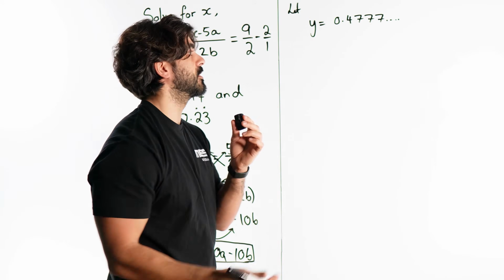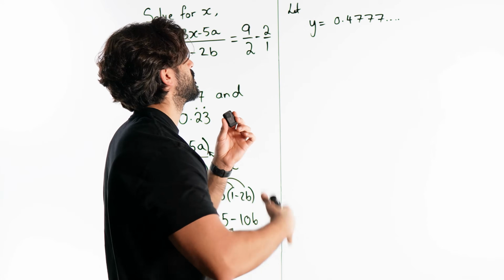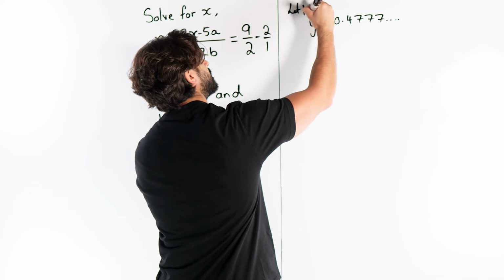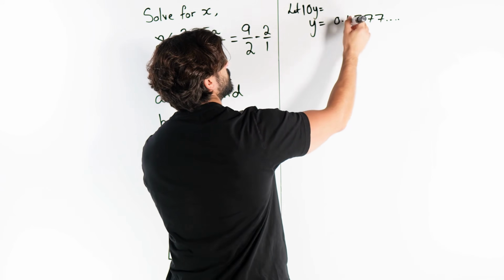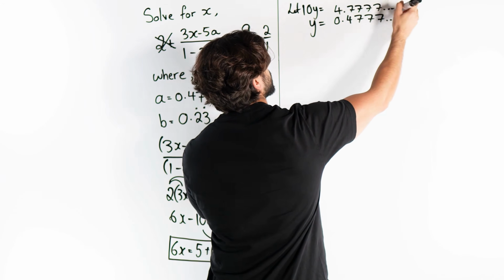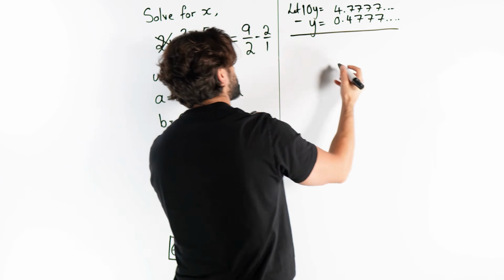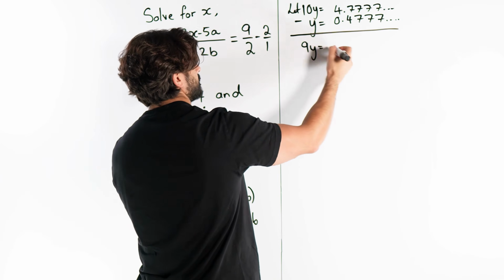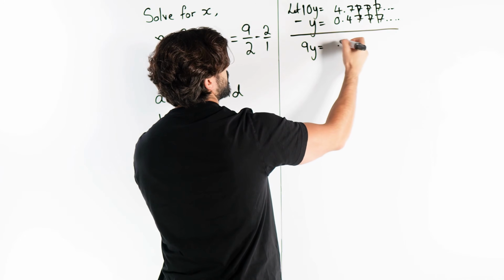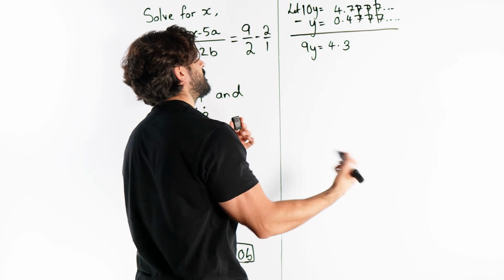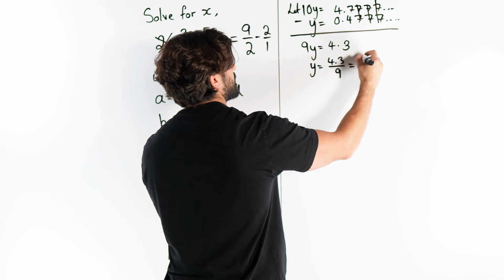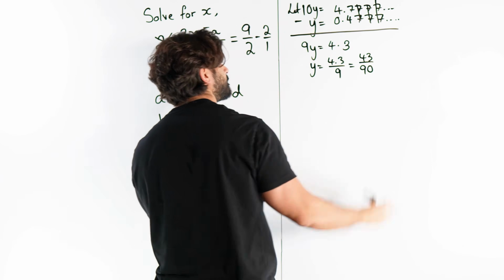When one number's recurring, you multiply by 10, 2 numbers recurring, 100, etc. So because the dot is only on the 7, one number's recurring, we're going to multiply by 10. So 10y, moving the decimal place, we're going to get 4.7777... Then we subtract to get rid of that recurrence. 10y minus y is 9y. Here you can see all the 7's end up cancelling. 7 minus 4, 3, and then 4. Then we divide by 9, which is 4.3 over 9, times top and bottom by 10, 43 over 90.